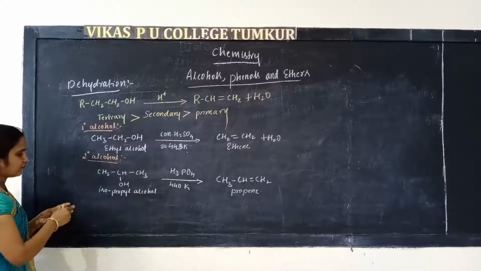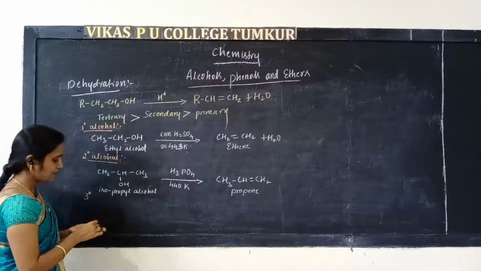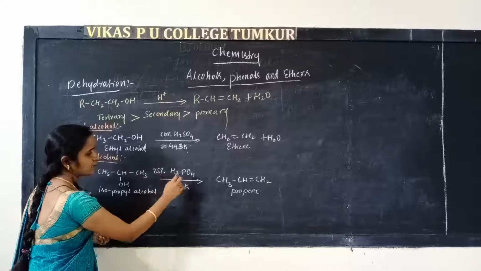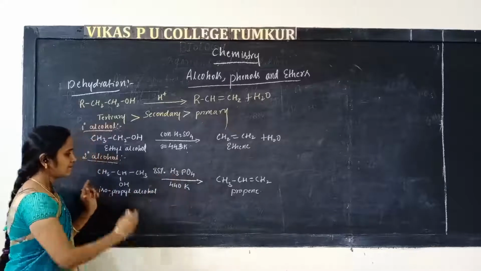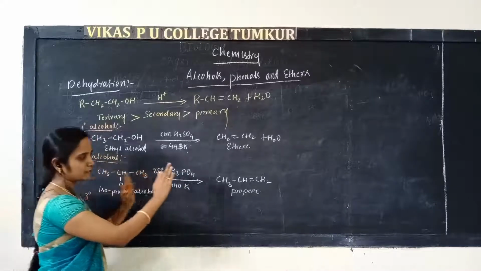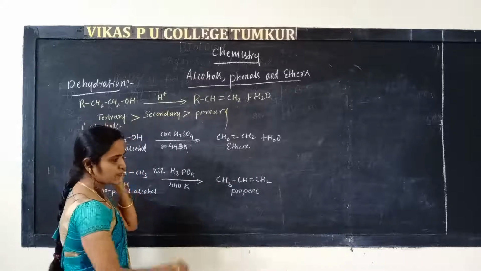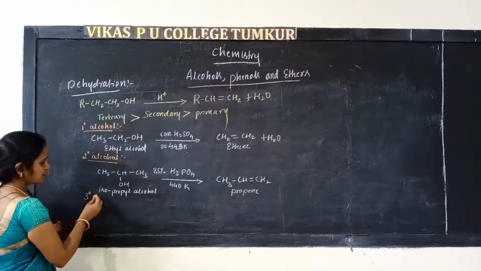Like that only, if 85% H3PO4, phosphoric acid, is present, at that time this secondary alcohol undergoes dehydration and gives the corresponding alkene. Now we are going to discuss the tertiary alcohol.